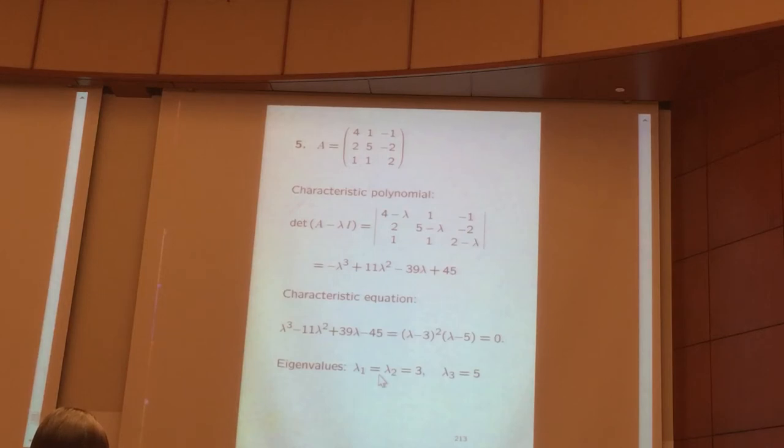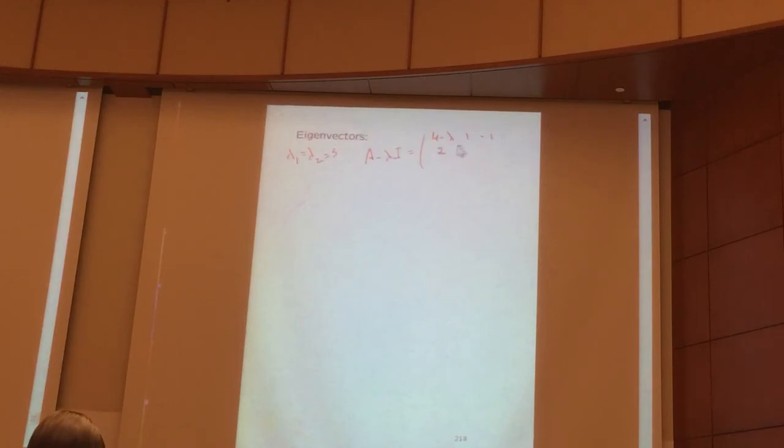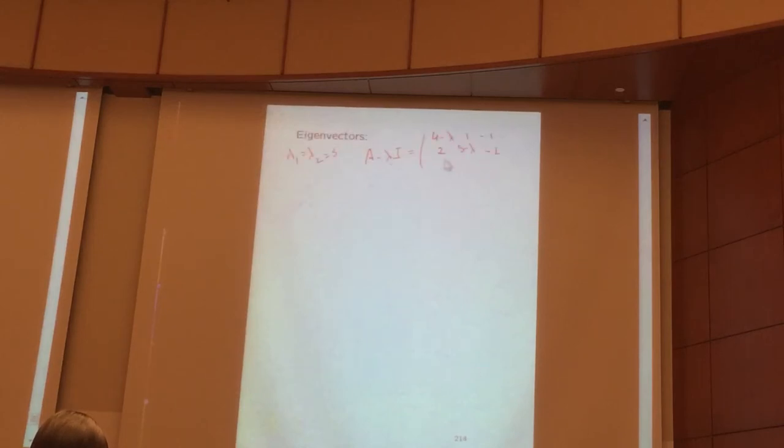Okay, now we find the eigenvectors. Might as well hit the big one first, right? Lambda 1 equals lambda 2 equals 3. So A minus lambda I is, I like to have this in front of me, 4 minus lambda, 1, minus 1. 4 minus lambda, 1, minus 1. 2, 5 minus lambda, minus 2. 1, 1, 2 minus lambda.